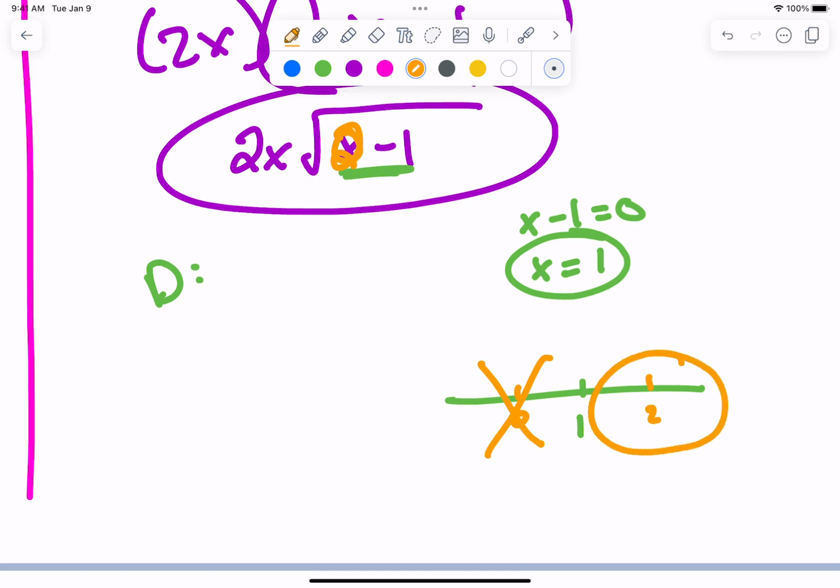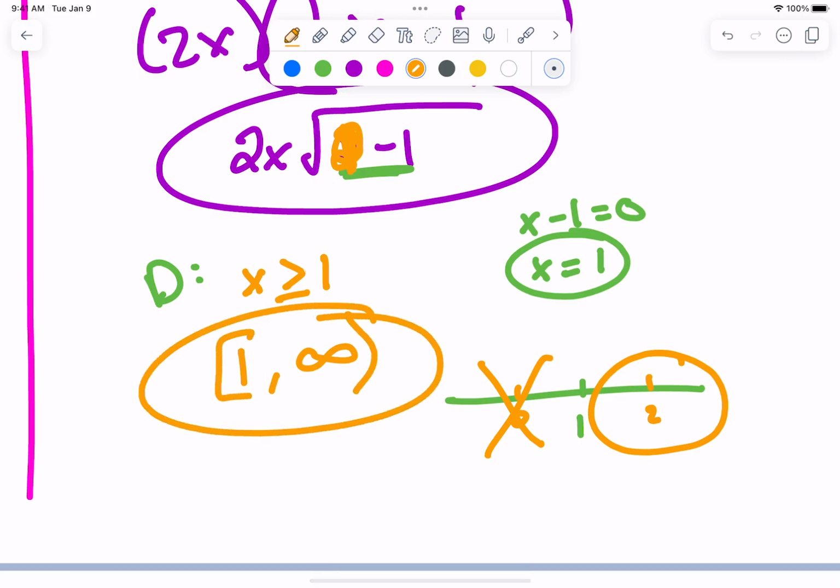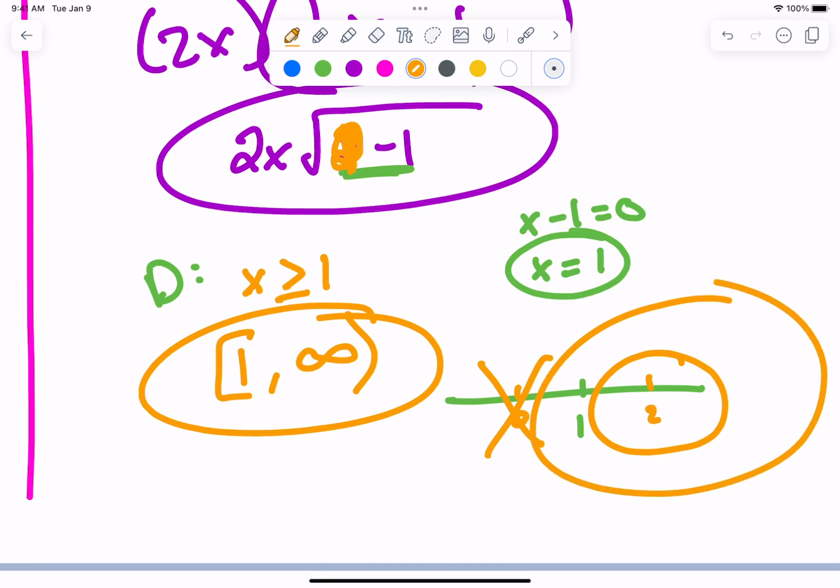So that means for my domain, x has to be greater than 1. Can it be equal to 1? Yes. If I plug 1 in, 1 minus 1 is 0, and I can take the square root of 0. Now, what does that look like in interval notation? Bracket 1, comma, infinity. It's going forever to the right, so 1 to infinity with a parenthesis on infinity. That's interval notation. And you can use the graph to figure that out too.